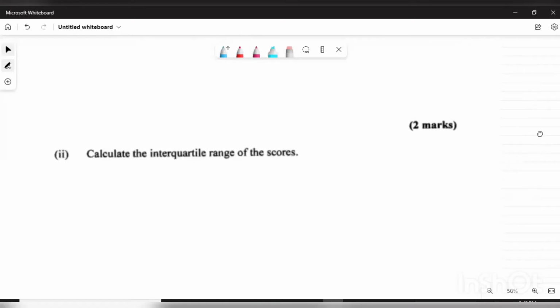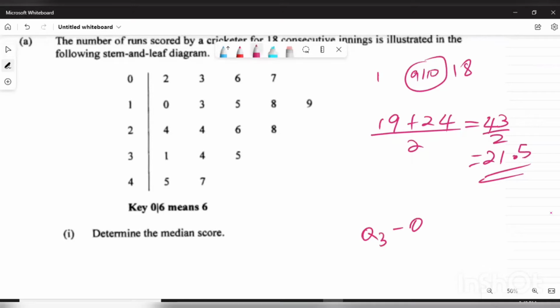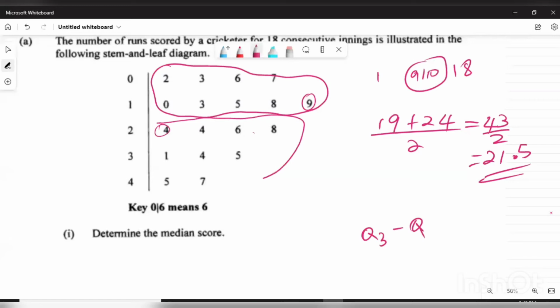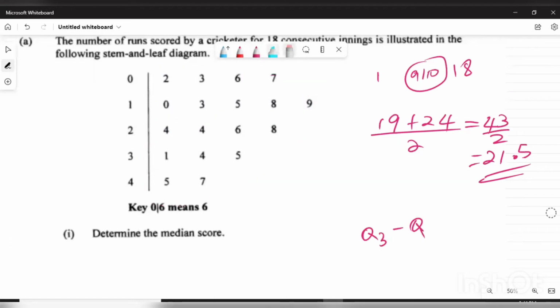Calculate the interquartile range of the scores, Q3 minus Q1. We're going to have to find those. We take half of this and the next half of this. People knew that they used 19 and 24, but they tend to look for the middle of these. That's wrong, and that's going to be a problem. 19 and 24 were not the median. They help us to find the median, which is between them.